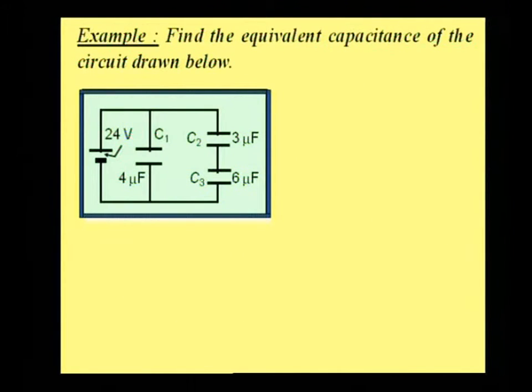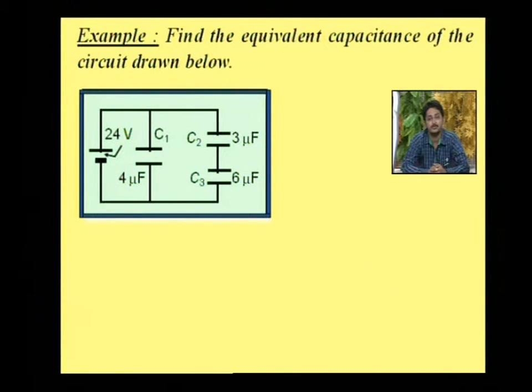Now there is one example based on the parallel plate capacitor. According to the figure, the circuit is supplied with 24 volts, which is applied across C1, C2 and C3, where C1 is in parallel with C2 and C3. C2 and C3 are in series. C1 is 4 microfarad, C2 is 3 microfarad and C3 is 6 microfarad. We have to find the equivalent capacitance for the given circuit.